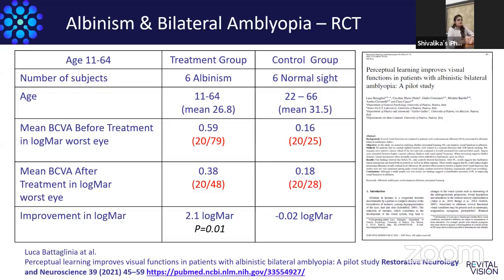And they had seen that the visual acuity improvement on an average was two lines, actually more than 2 lines on LogMAR in the treatment group, going from 20/79 to 20/38, that is approximately 6/12 or something. And in the control group, the visual acuity actually remained the same.